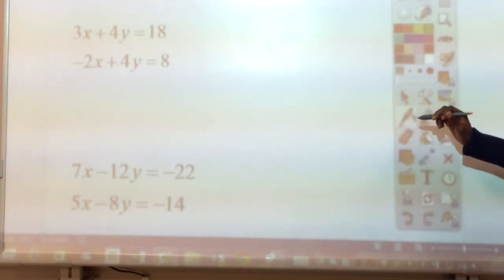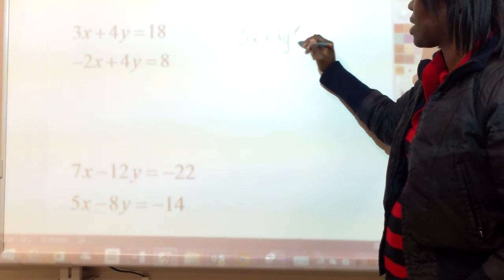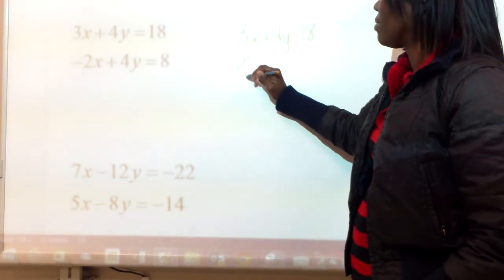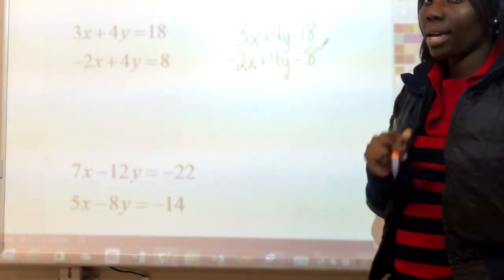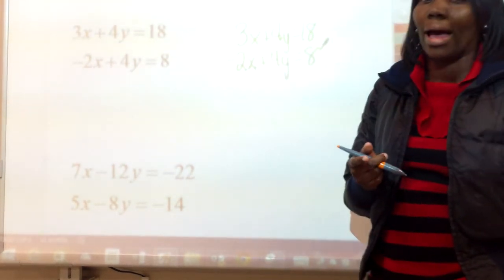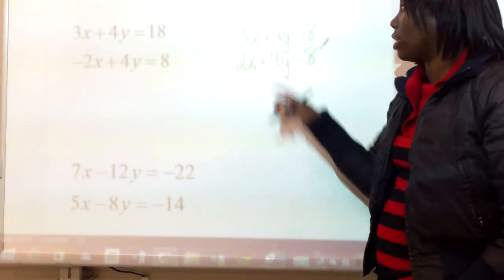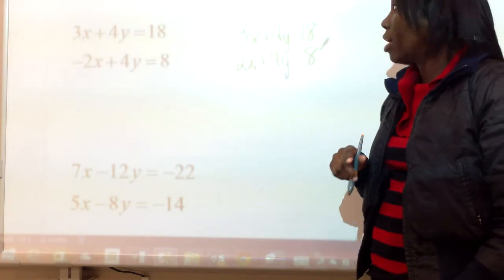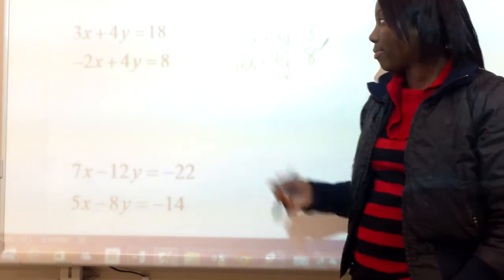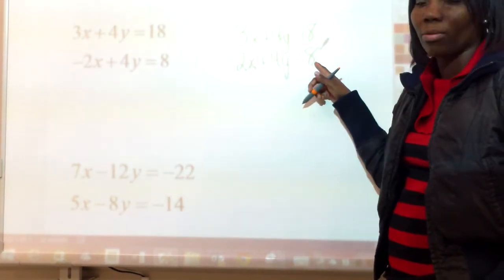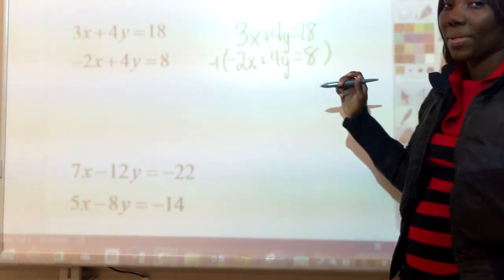The second system is 3x plus 4y is equal to 18, and negative 2x plus 4y is equal to 8. If you look at it, none of the variables automatically cancel out. So the second thing you should look at is which one will be easiest to cancel out. If you look at our y's, that would be the easiest because we have a positive 4y, positive 4y. All we need is to make one of them a negative. So we're going to make our bottom row a negative and multiply the whole row by negative 1 so that we can get opposites.